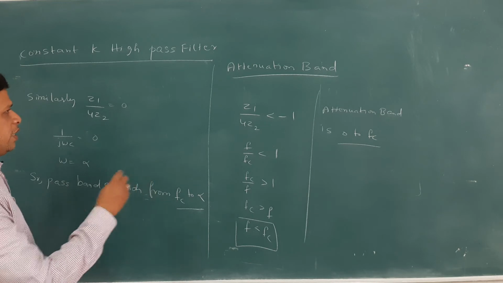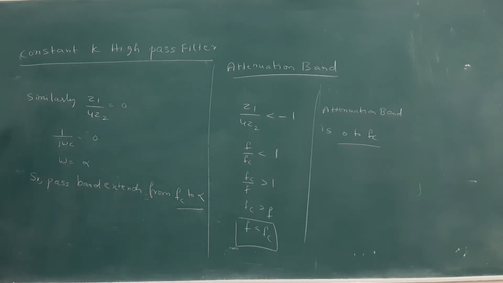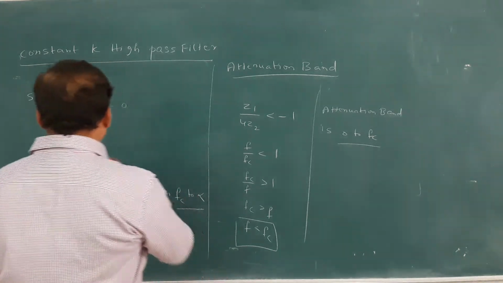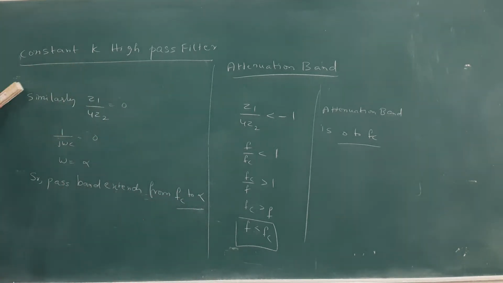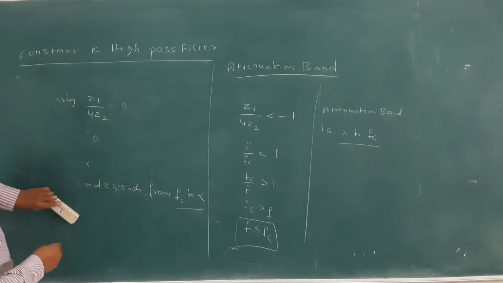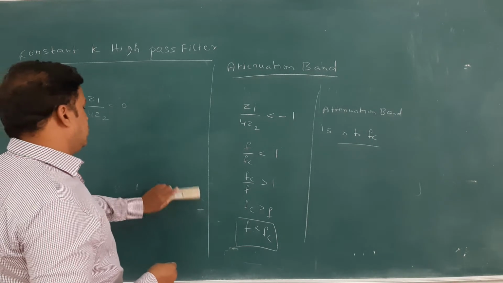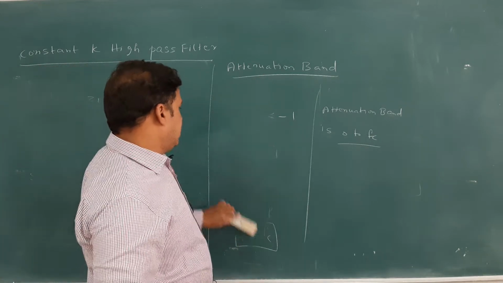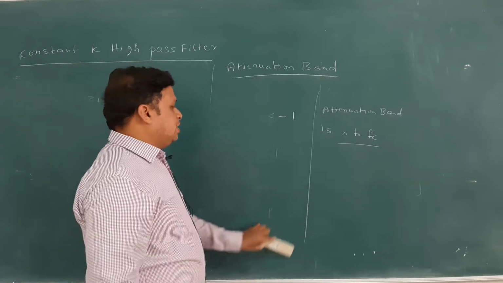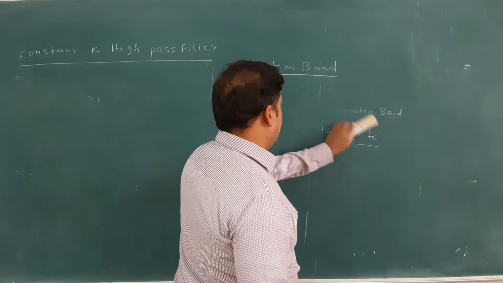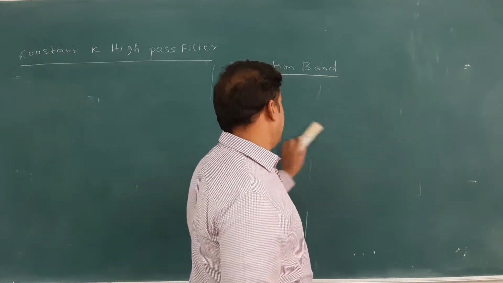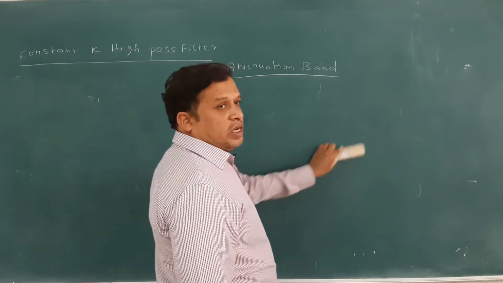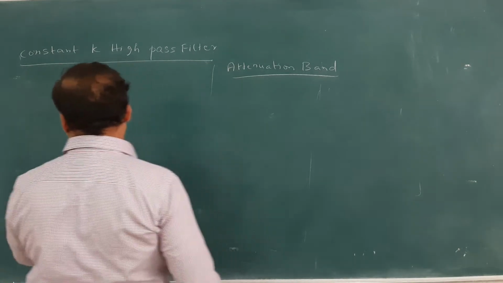Now this is the attenuation band, and now we will write the values of inductance and capacitance for a high pass filter. If you come to know what the inductance and capacitance values are, then we can design a high pass filter very easily. Also, we have to do some problems on the design of low pass filter and high pass filter.